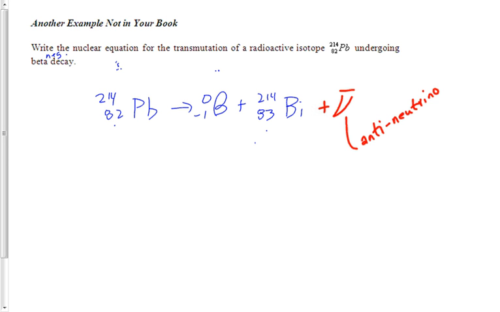Years later, we've observed neutrinos and antineutrinos. So we know that that's the case now. We know that he was right. There is an antineutrino produced with beta minus decay. And by the way, if you have beta plus decay, there's a neutrino produced. No, it's just neutrino.